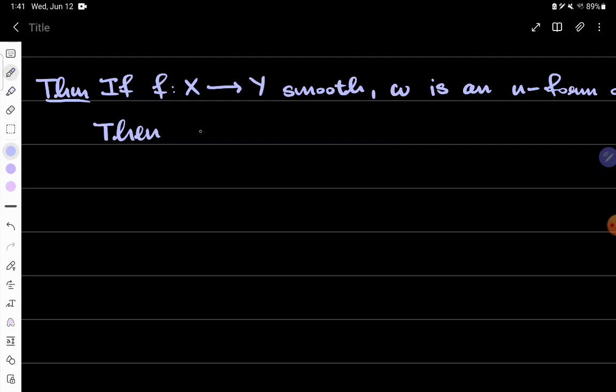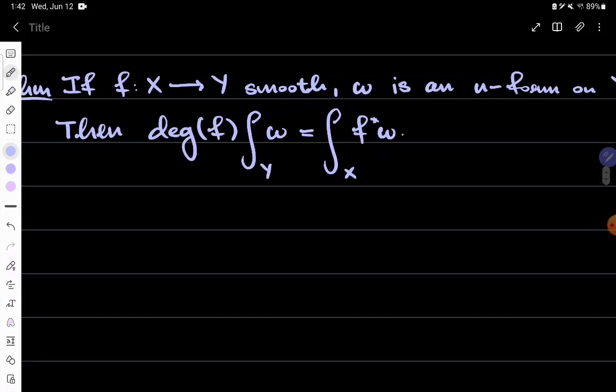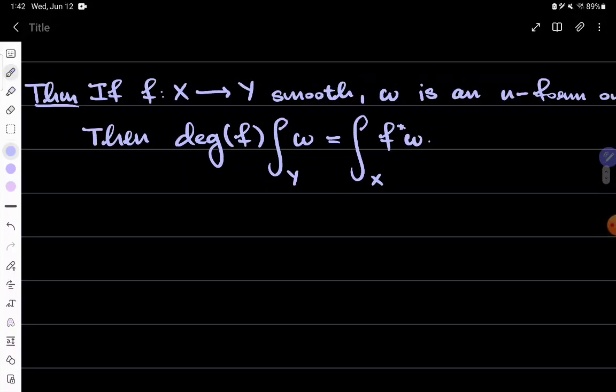Then it turns out that the degree of F times the integral of omega is equal to the integral of the pullback. So when you're integrating the pullback of an n-form, it's going to be the same as the integral of the form on the original manifold, on the target, up to the factor of the degree, where you're treating it with this multiplicity.